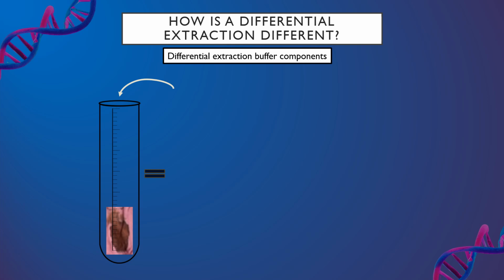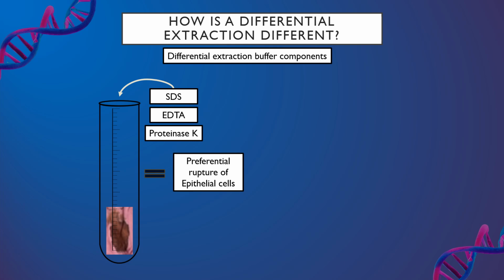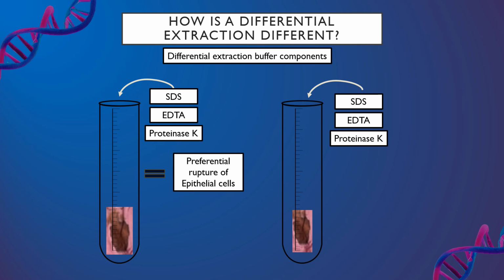In differential extraction, we are going to essentially conduct our lysis step twice. First, we use only SDS, EDTA, and proteinase K, which is going to preferentially lyse the epithelial cells, meaning the sperm cells are not going to be lysed. The second lysis step uses SDS, EDTA, proteinase K, and the addition of DTT, which is going to rupture the sperm cells.